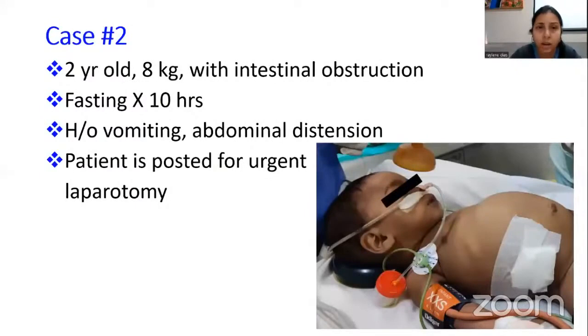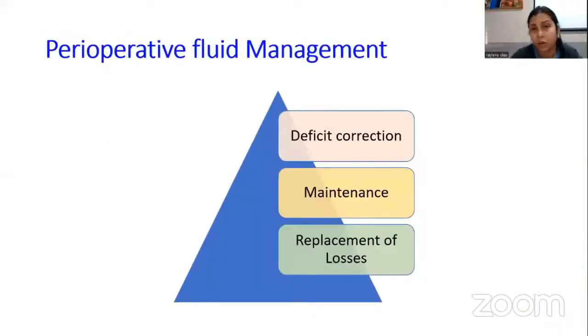This is an 8-year-old child weighing 8 kgs with intestinal obstruction. He was fasting for 10 hours. There is history of vomiting, and you can see there is gross abdominal distension. The patient is posted for an urgent laparotomy. So now this is clearly a child who has had excessive losses and who is going to need replacement. How do we manage this?